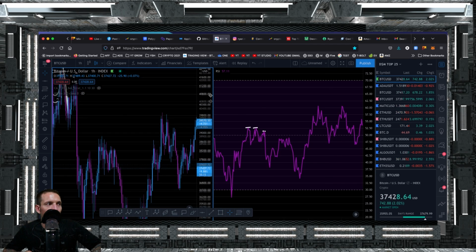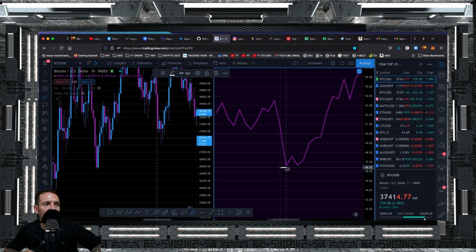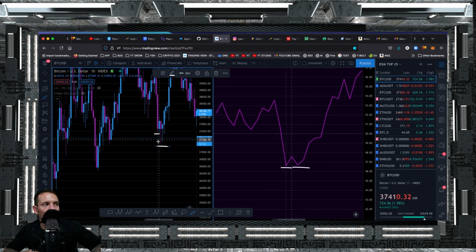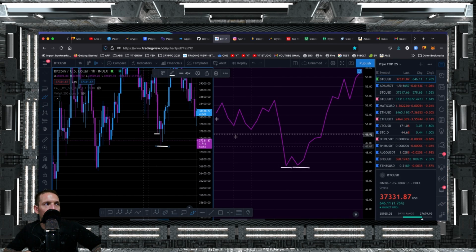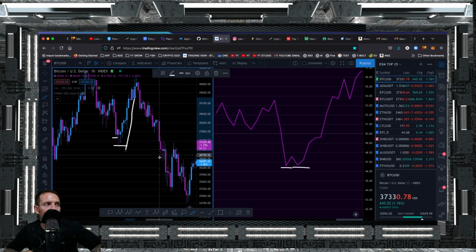Here's a perfect example right here. What do we see on RSI right here? Equal lows. What do we see on price? Lower lows. So price making lower lows, RSI making equal lows. Bullish divergence. And what does price do? Skyrockets to the upside.